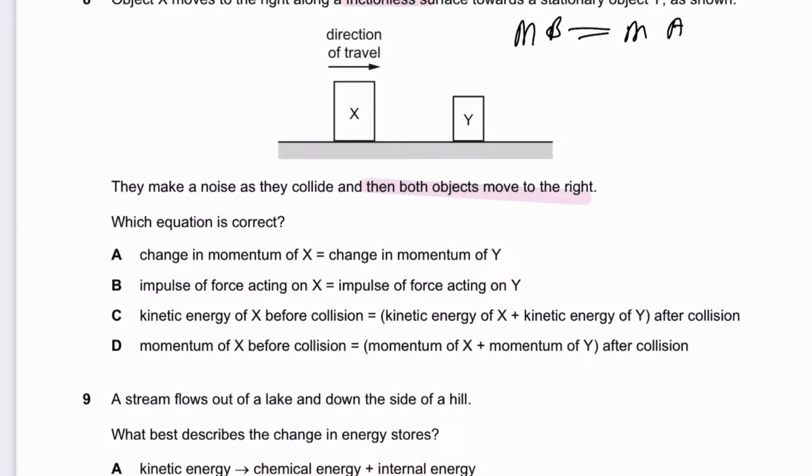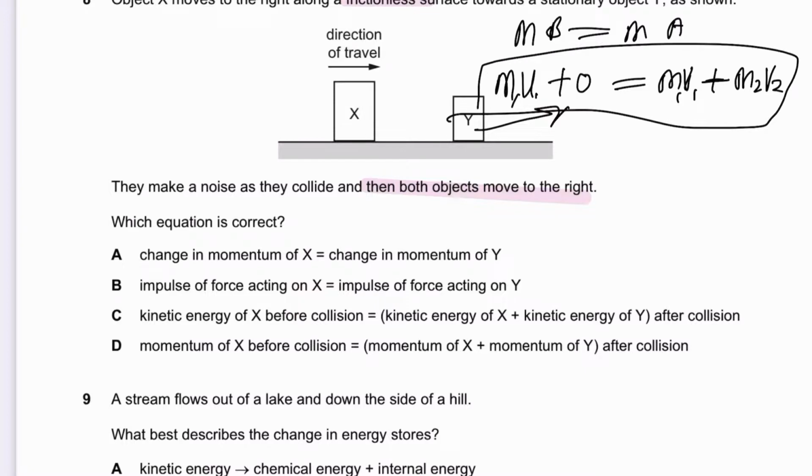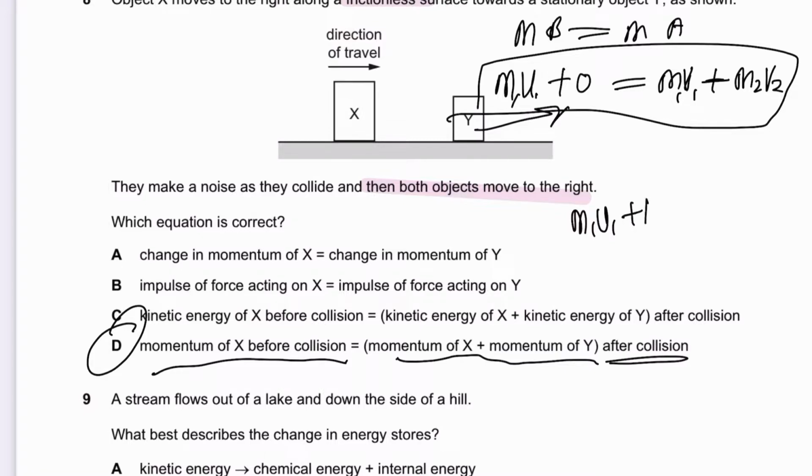Before versus after collision. Now before collision, it's m1u1 plus 0 because this one has no speed, is equal to m1v1 plus m2v2. Now this is described by D. Momentum of X before collision is equal to momentum of X plus momentum of Y after collision. You all know this formula: m1u1 plus m2u2 is equal to m1v1 plus m2v2. It's basically this formula.